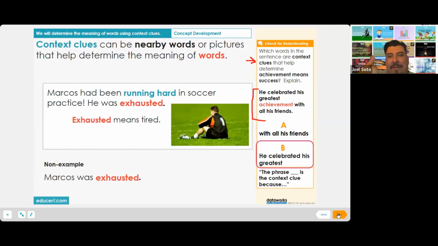If I'm at 60, 70, 80%, most of them are getting the idea. I say, hey, that's right, guys. The context, and I model my thinking. I model what I'm going to expect the answer to be. That's right. The context clue, he celebrated his greatest. That's the nearby word that helps me determine that achievement means success. I celebrated his great... I mean, it's achievement, isn't it? Yeah, I want to celebrate my greatest achievement.